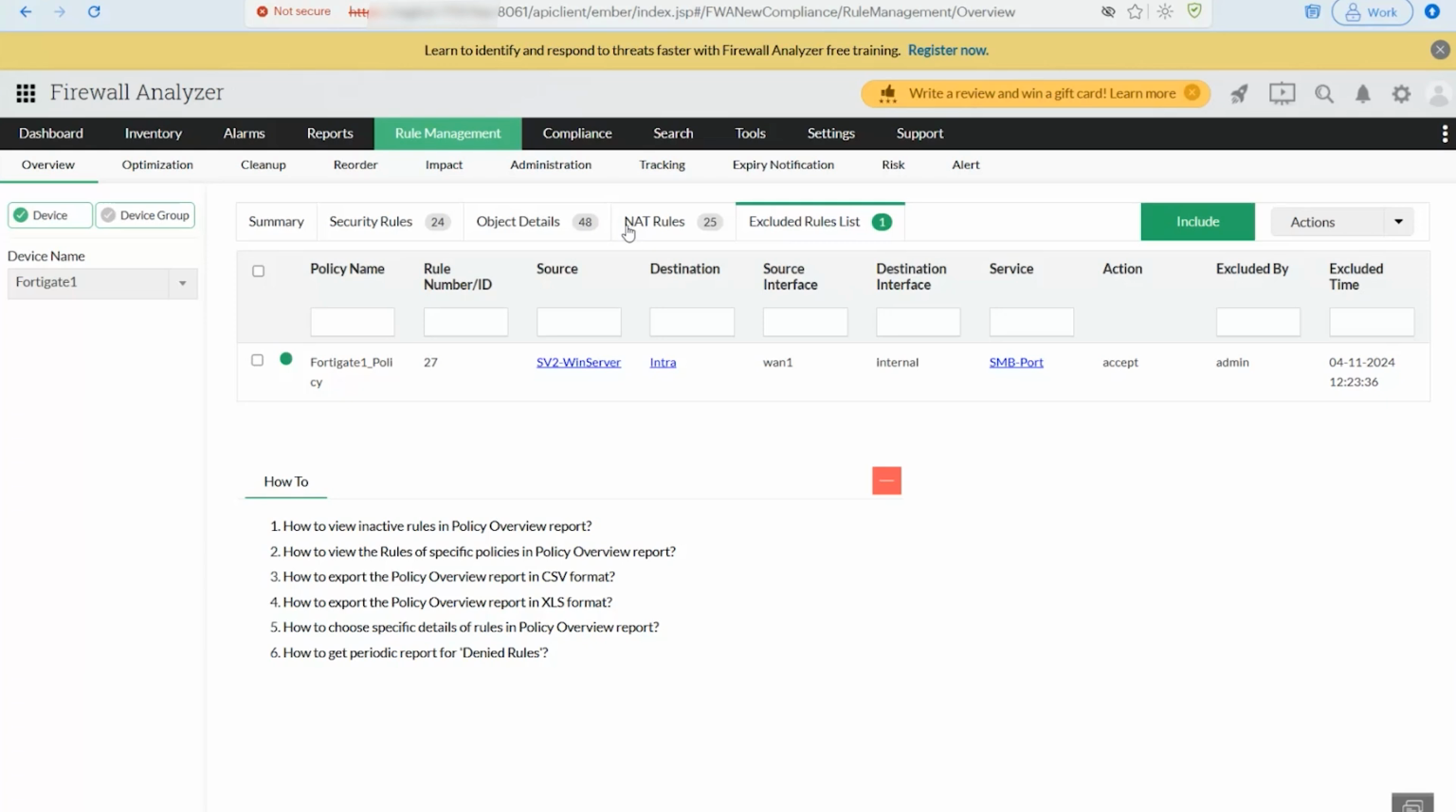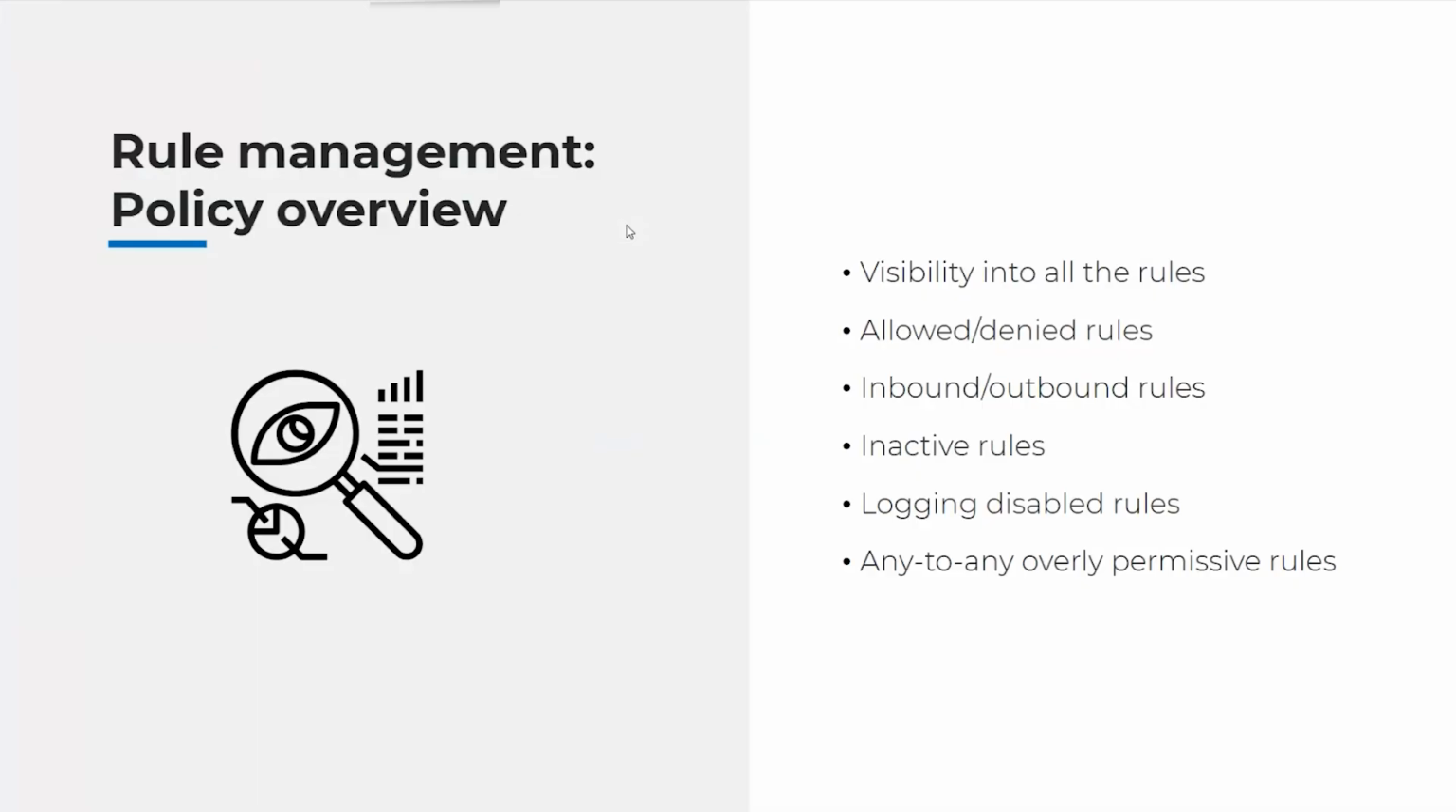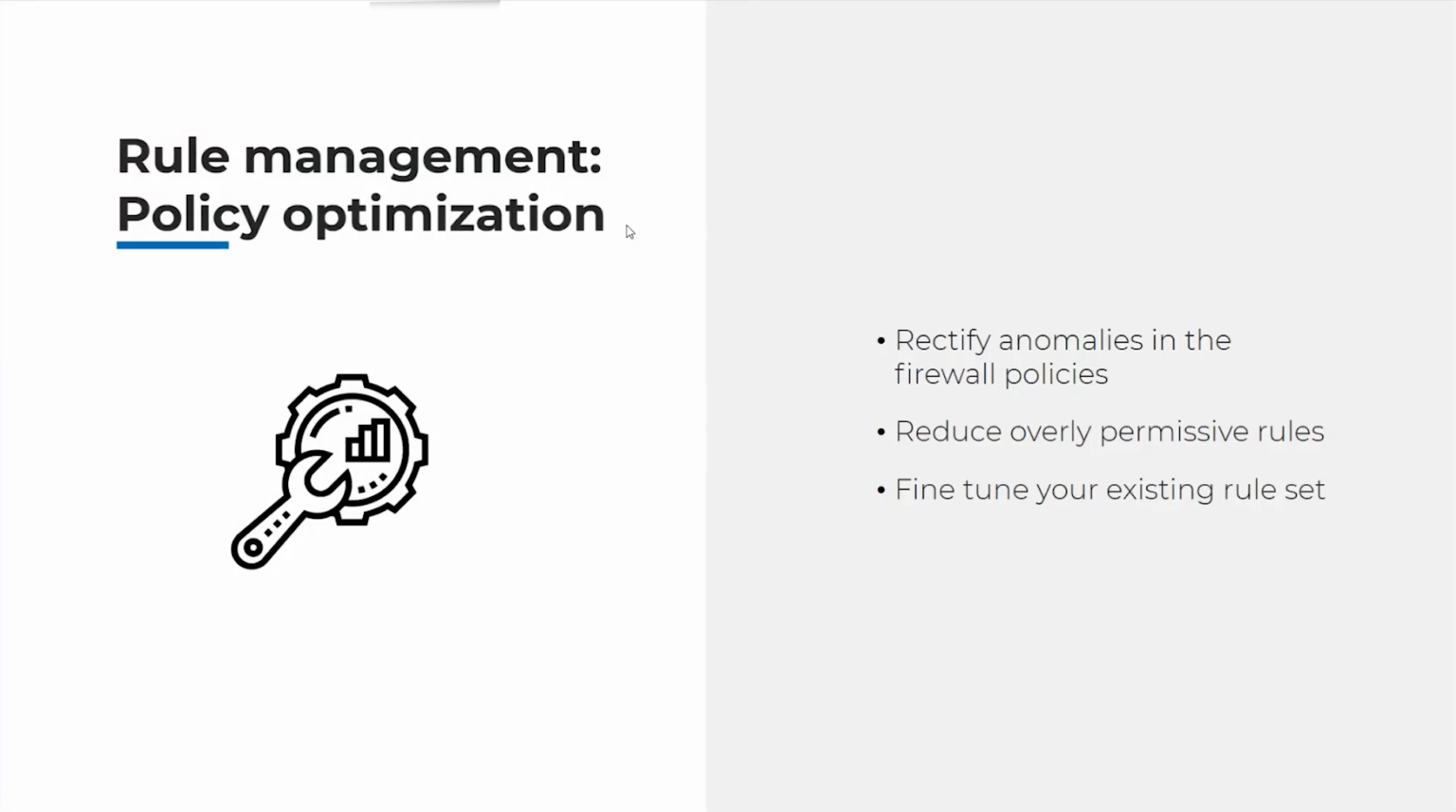So now that Jim has solved the visibility issue, let's go back to the presentation. The next feature under rule management is policy optimization. Let's look at how policy optimization will help Jim. Since multiple security admins have written the rules, they haven't been reviewed in a long time. There are many anomalies and overly permissive rules affecting the firewall's performance. So with Firewall Analyzer, Jim can rectify these anomalies, reduce the overly permissive rules, and fine-tune the existing rule set.